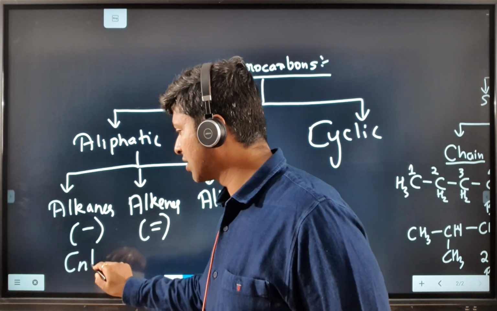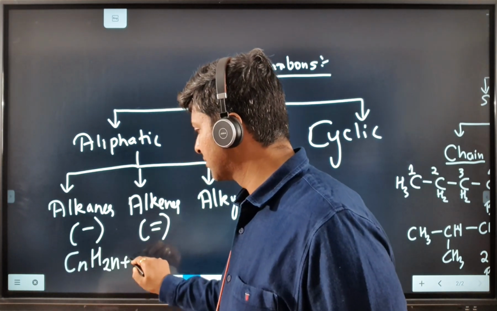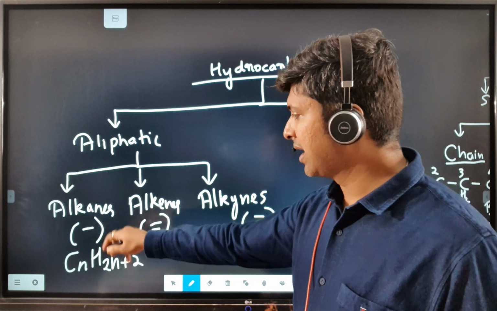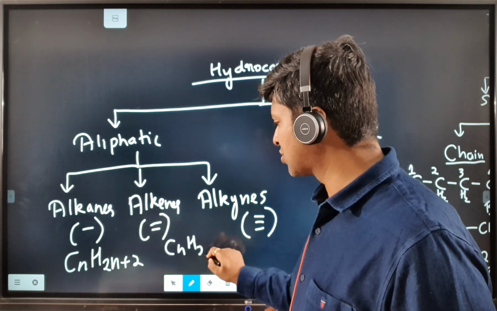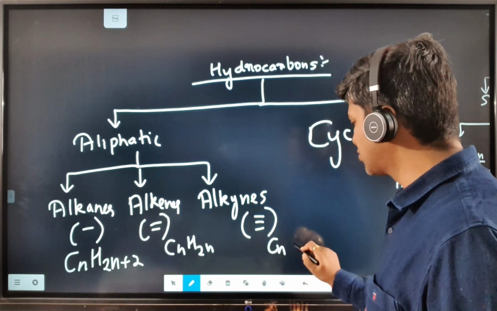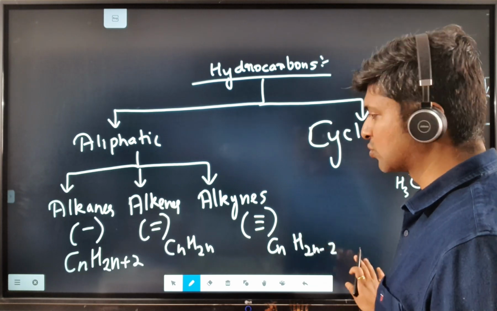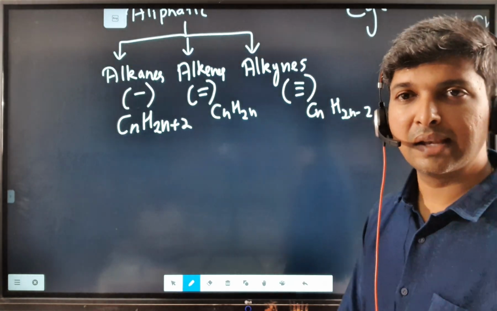These are the ones with the general formula CnH2n+2, this one has the general formula CnH2n, and this one has the general formula CnH2n-2. Let's see examples of alkanes, alkenes, and alkynes.